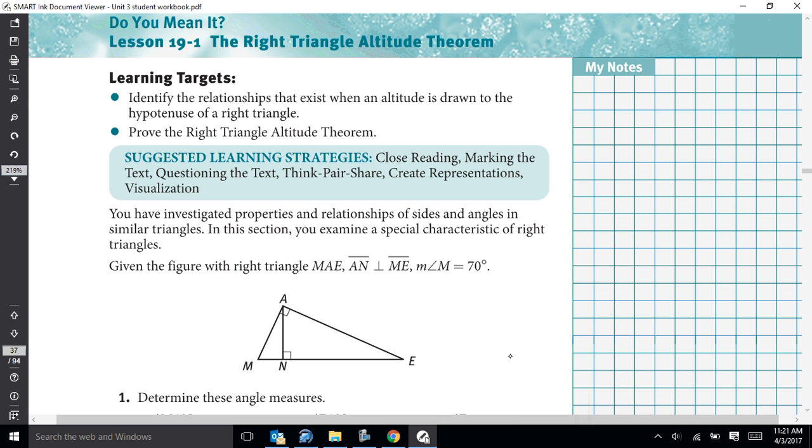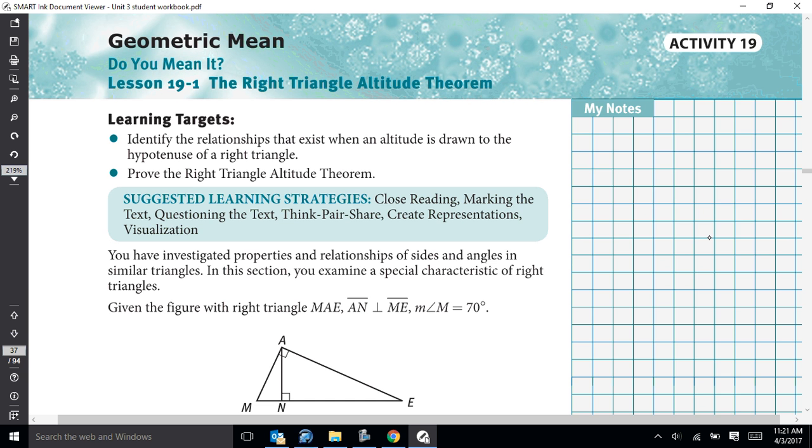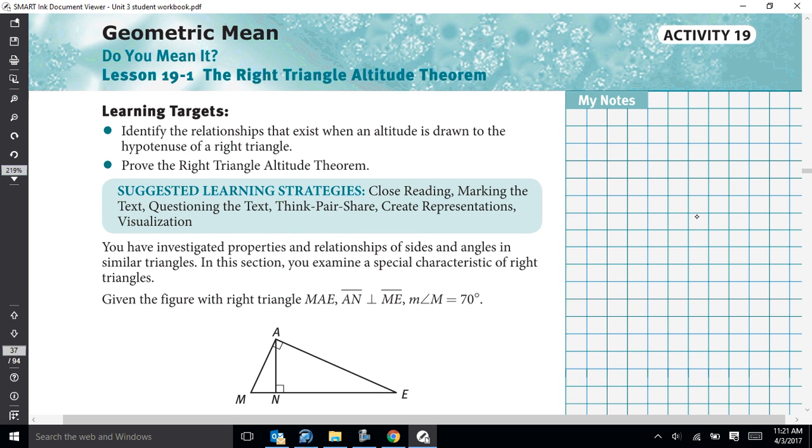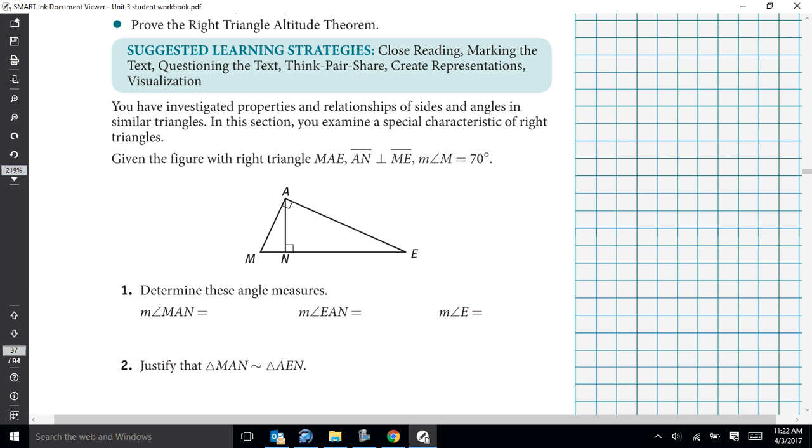So we are in activity 9, and this starts on page 275. You will have investigated properties and relationships of sides and angles in similar triangles. In this section, you examine a special characteristic of right triangles. Now, some time ago, we read the story of Pythagoras and his theorem, right? And so we are all familiar with the Pythagorean theorem, a squared plus b squared equals c squared, and we're comfortable using it. All right.